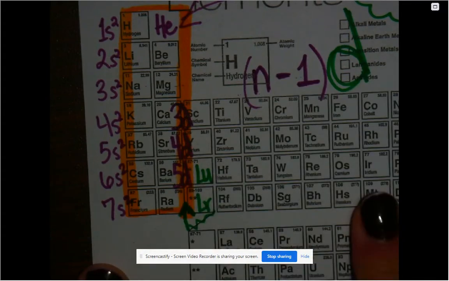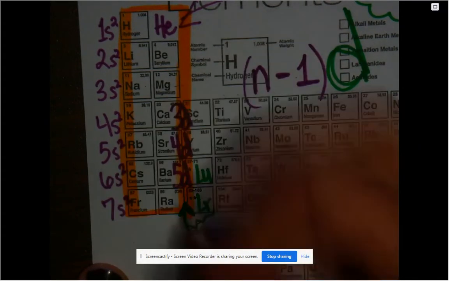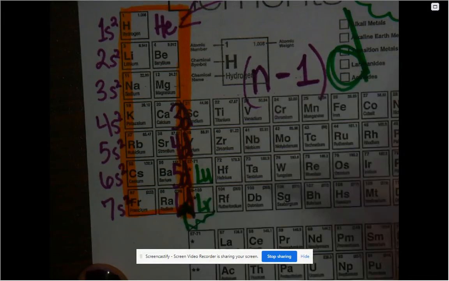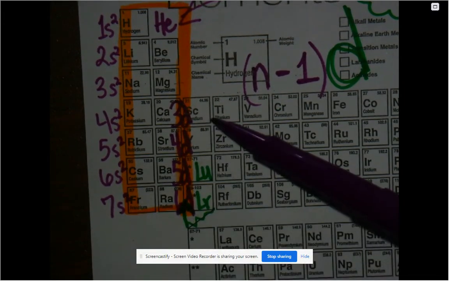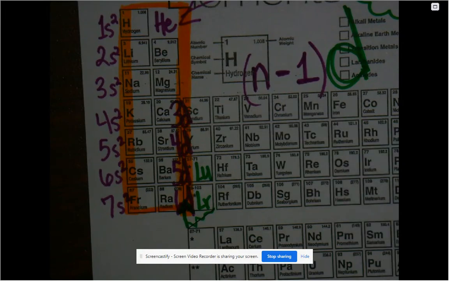If you want to move it over and write it over your elements, that's up to you. Whatever will make most sense to you. Okay? Just know that you jump back in energy level when you reach these elements in the transition metals. And that's how the D sublevel works. F is even worse. So are you guys ready for F?